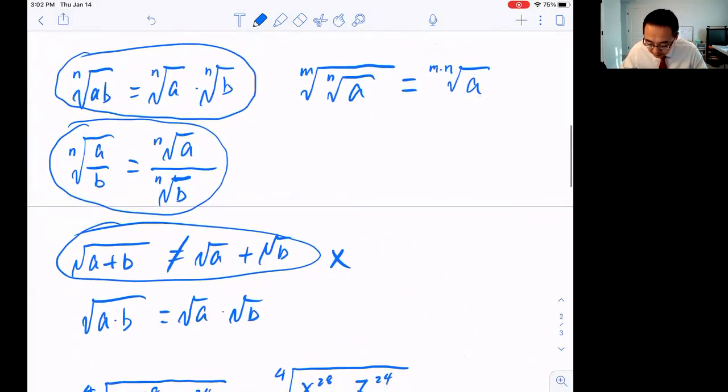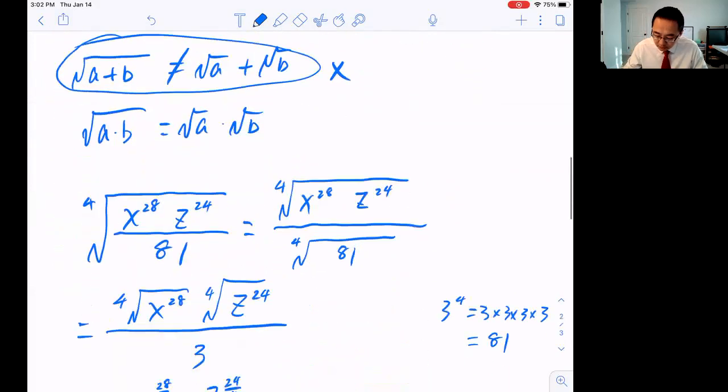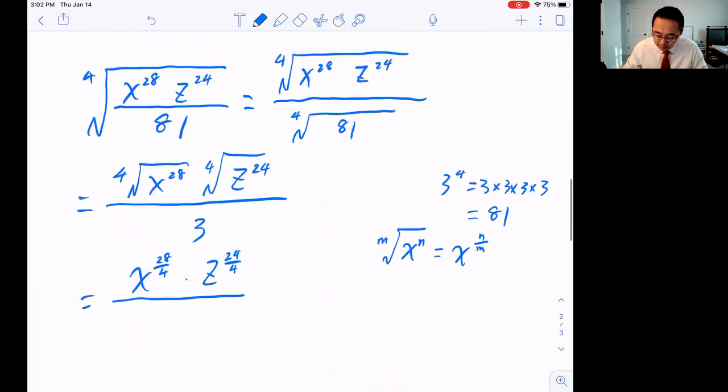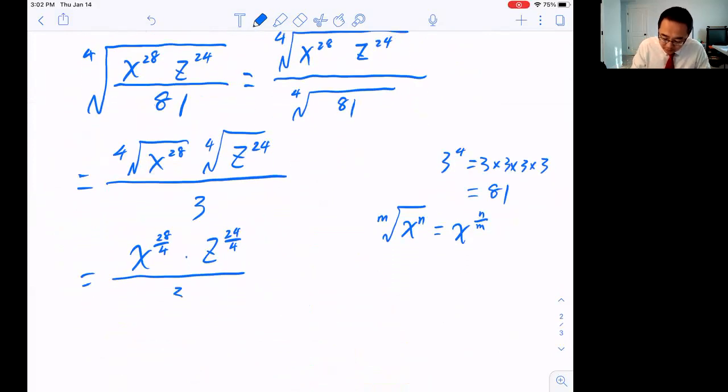I don't have that. Okay, so if you have the m-th root of x to the n, that just equals x raised to the n divided by m power. I guess that's a property I didn't list before, but if you do that, then x raised to 28 divided by 4 gives you the 7th power.